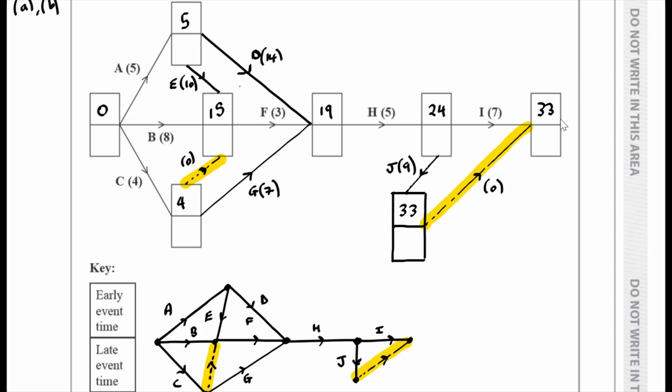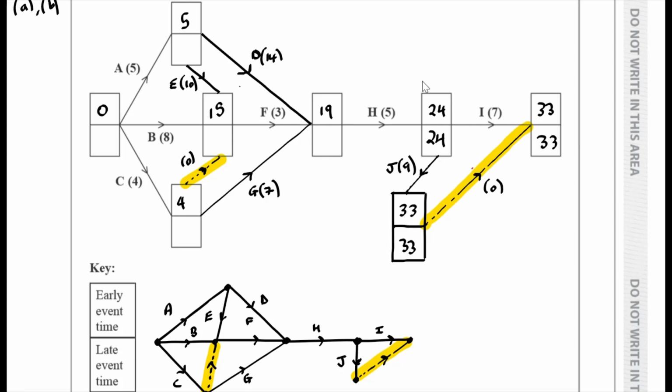And if we work out the late event times, we want 33 over here. Now, 33 take away 0, that's 33. Here we can either have 33 take away 7, which is 26, or we could have 33 take away 9, which is 24. We want the smaller one, so we choose the 24. Hopefully that makes sense so far.